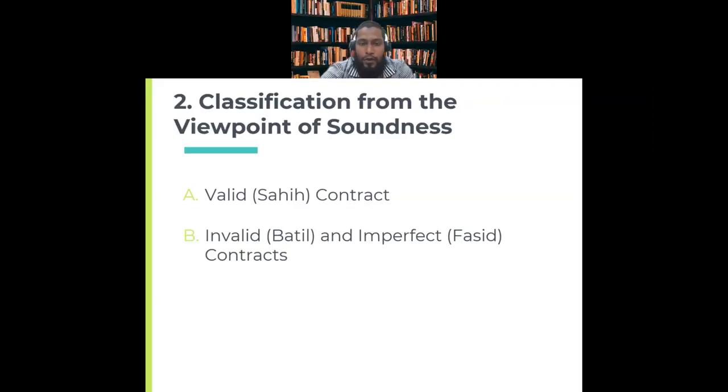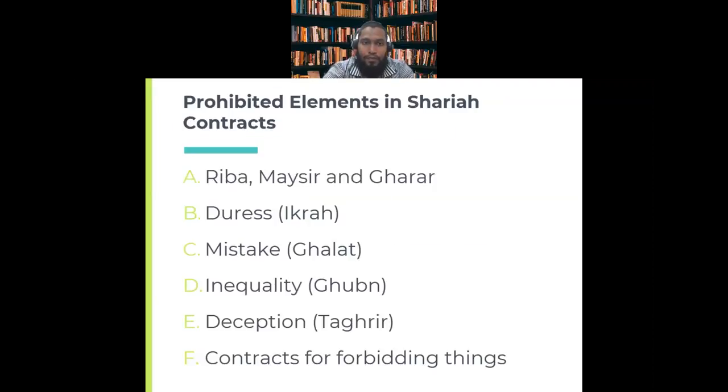For example, if in one contract the price was not fixed, then if the price is fixed, the contract is validated. Or if in any contract there was riba, so if the element of riba is taken out, then the contract will be valid. So this is an example of an al-fasid contract.